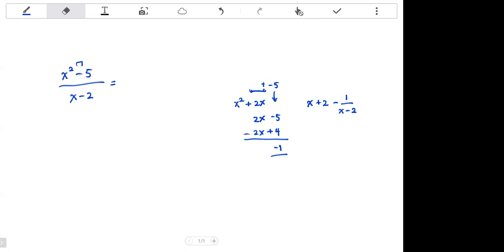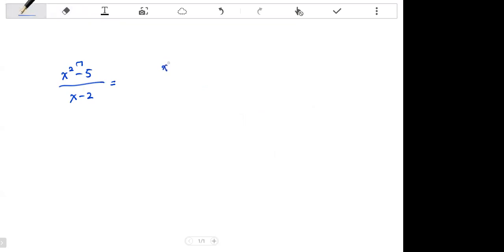The next question is x squared plus 7x plus 12 over x plus 2. 도경아, 이거 했어?